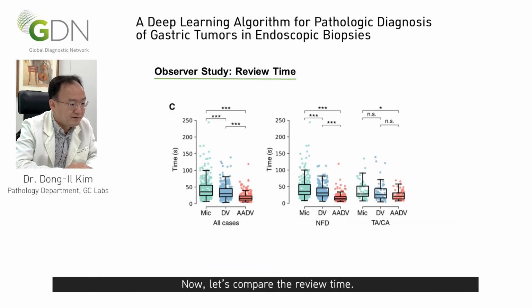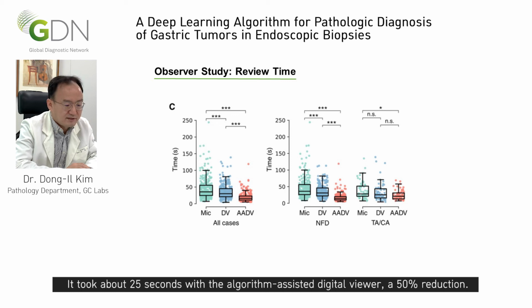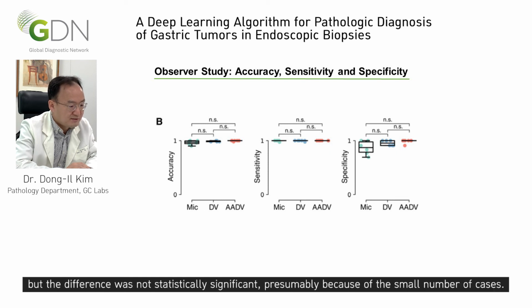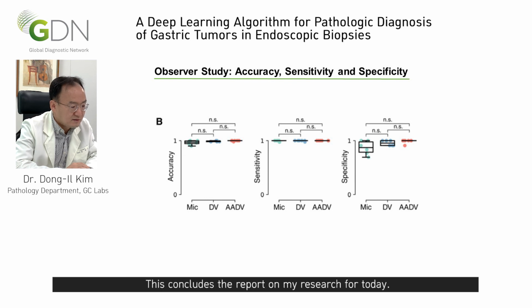Now let's compare the review time. It took about 50 seconds to diagnose with the microscope or the digital viewer. It took about 25 seconds with the algorithm-assisted digital viewer, a 50% reduction. The diagnosis with the algorithm-assisted digital viewer showed the highest accuracy, but the difference was not statistically significant, presumably because of the small number of cases. This concludes the report on my research for today.